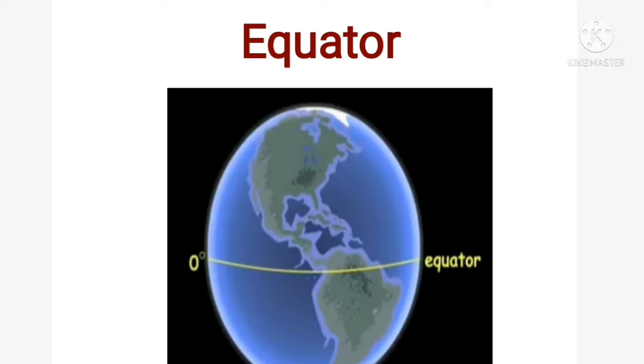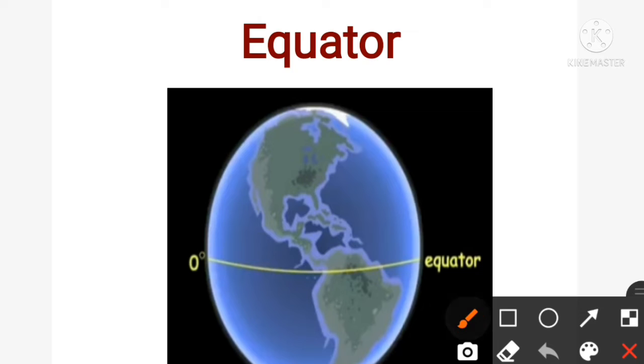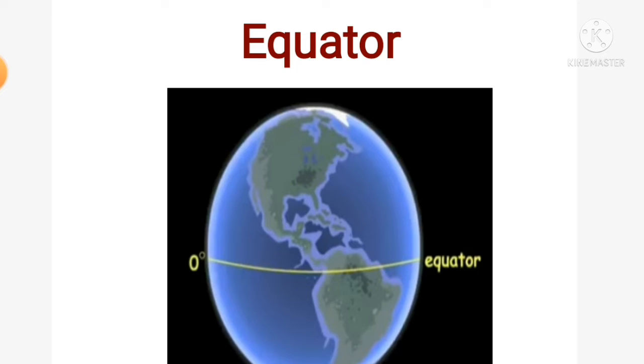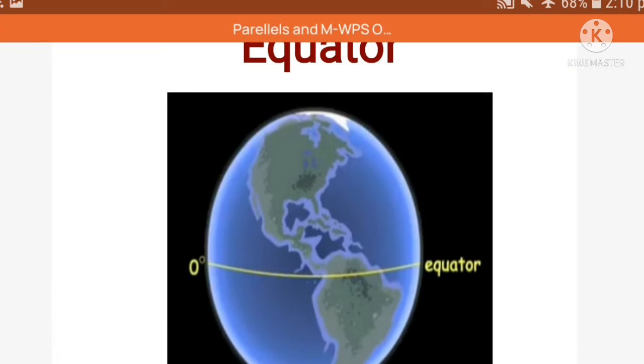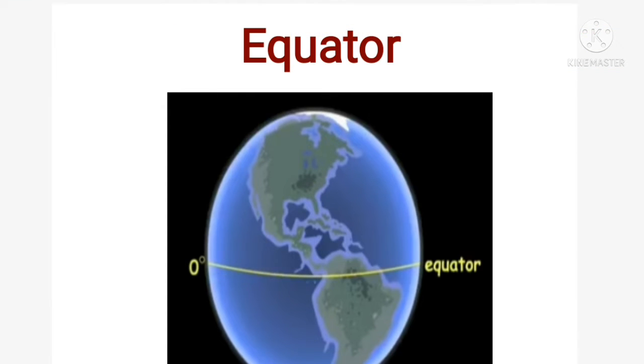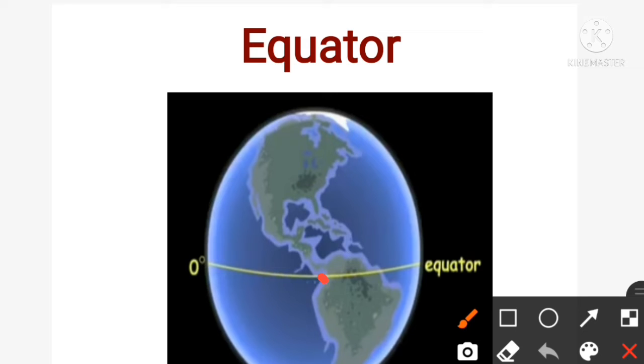The part of the earth from the equator to the north pole is called the northern hemisphere. And the part from the equator to the south is called the southern hemisphere.